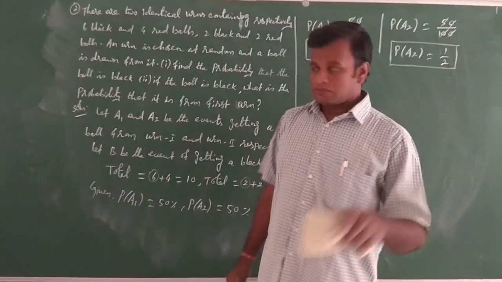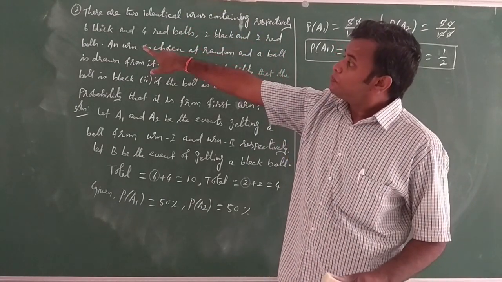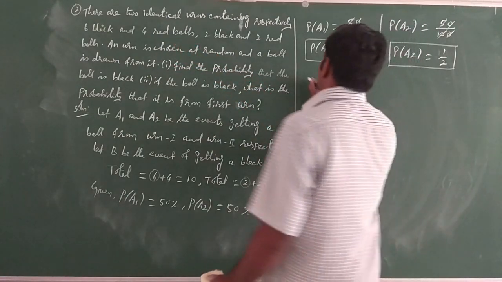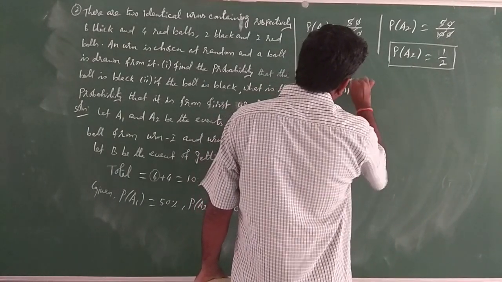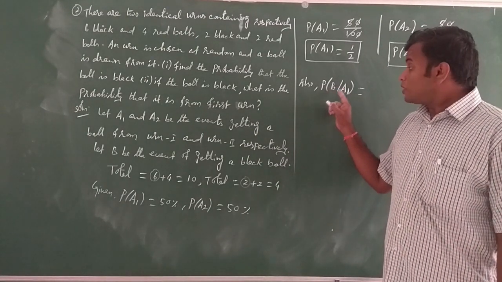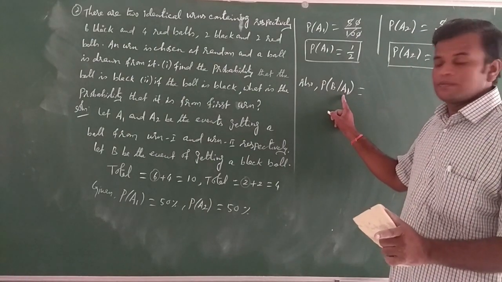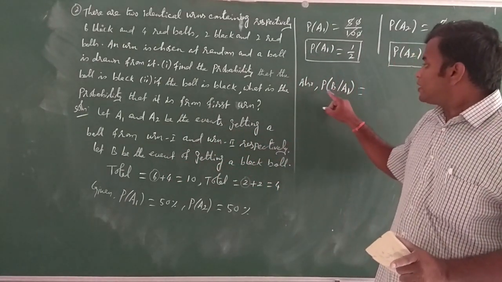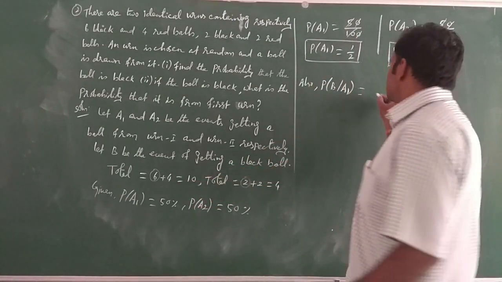So many values are also given in the question. The first hand contains 6 black and 4 red balls. So the conditional probability I write is P of B by A1, that value is given. What is meant by B by A1? It's a conditional probability. One event has already happened, that is, the ball has come from hand 1. B is the event of getting a black ball. So what is the value of B by A1? Hand 1 contains a total of 10 balls, so the whole is divided by 10.